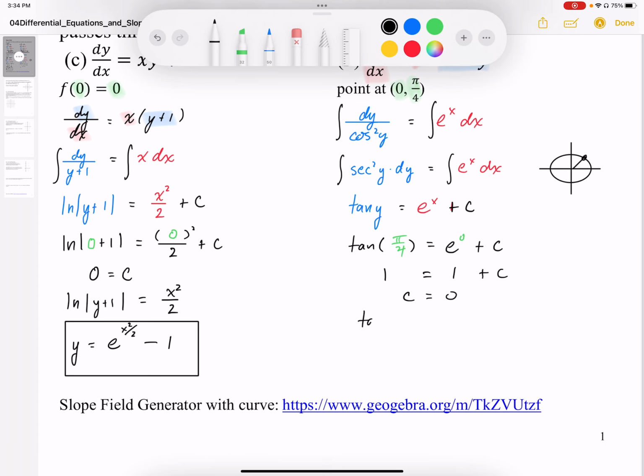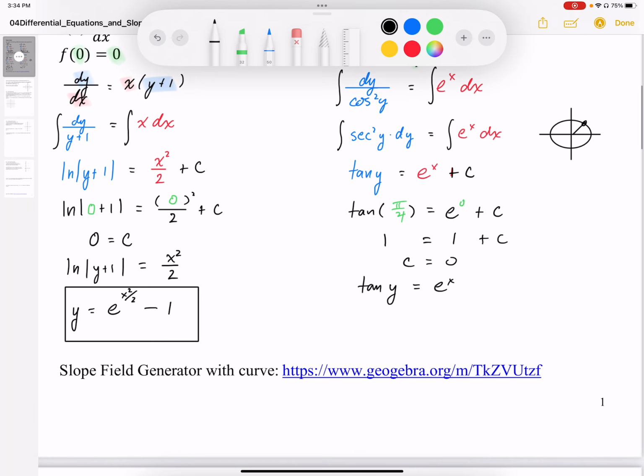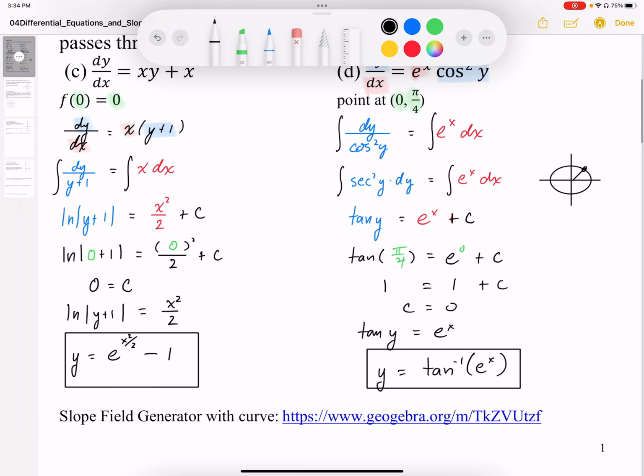I end up with tan y equals e to the x. And then solving for y, we undo that tan with an arctan. So we end up with the arctan of e to the x is equal to y. And this represents the specific solution for that differential equation. This solution passes through the coordinate 0 and pi over 4.